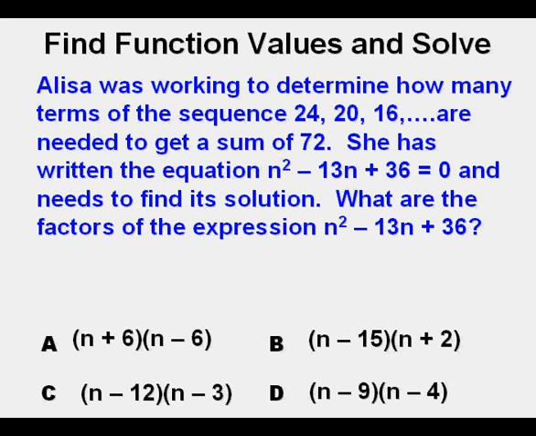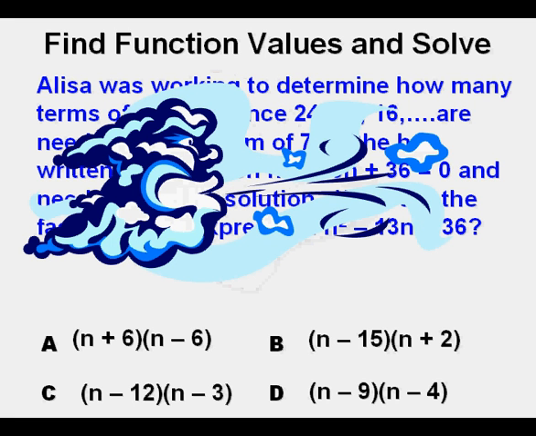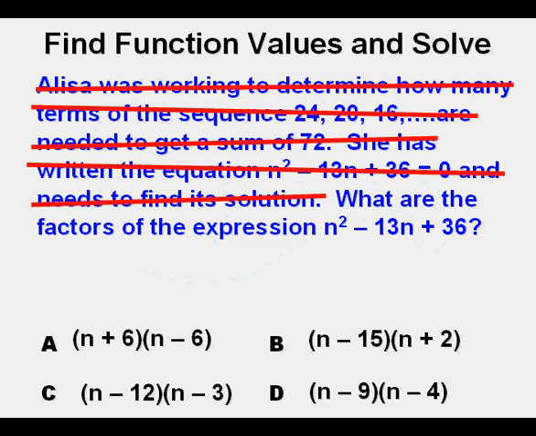Here's another problem. Elisa's working to determine how many terms the sequence 24, 20, 16 and so on are needed to get a sum. Have you noticed something here? Are all these words necessary? No, this is just a bunch of, well, I want to say hot air blowing, but it's cold air. I can only find Mr. Winter. So we can cross all this out. All we need to know is this last sentence with the question in it.